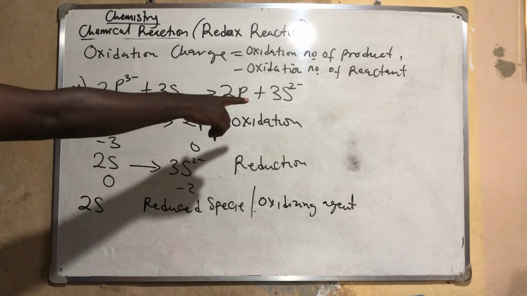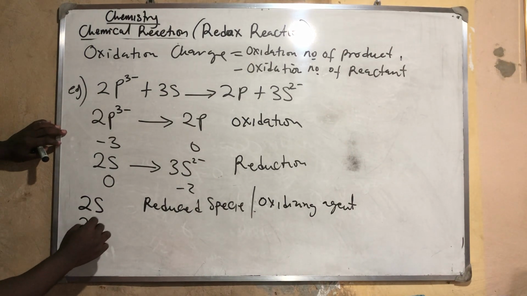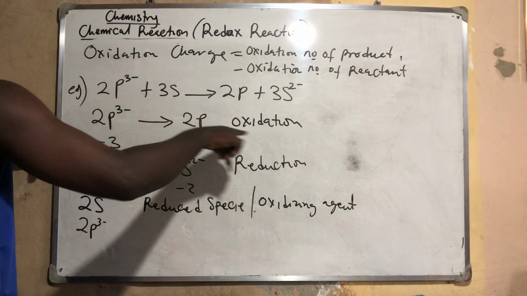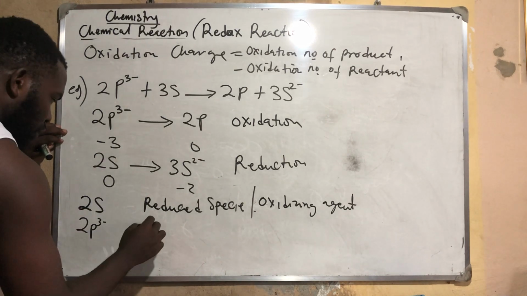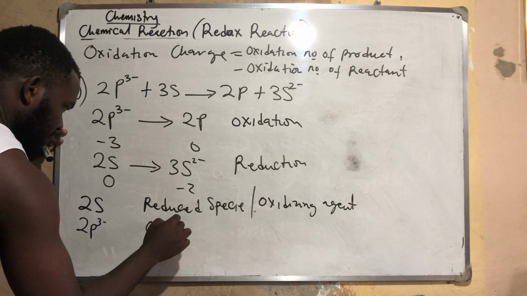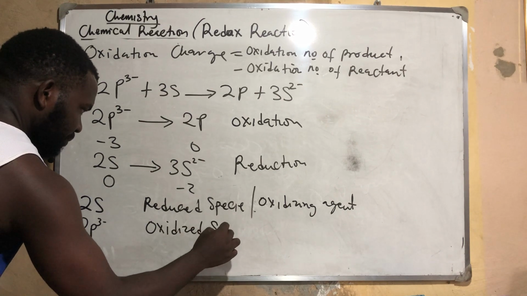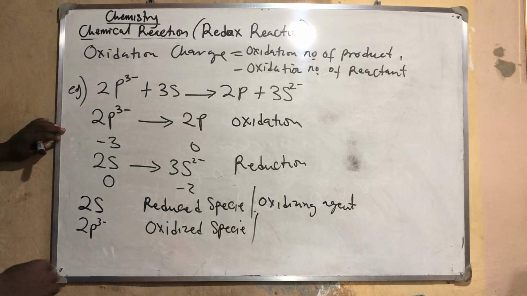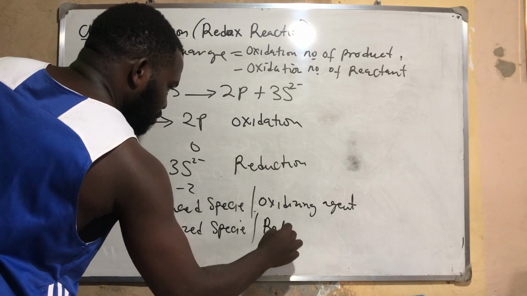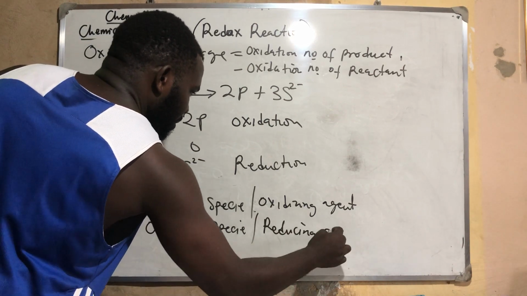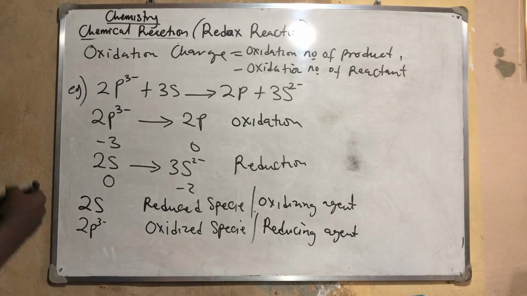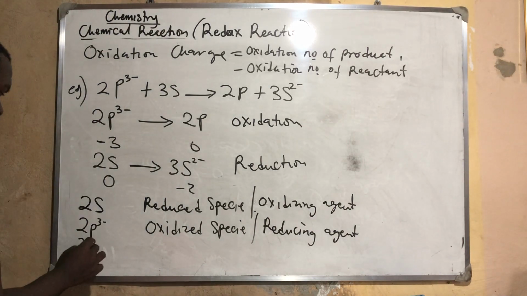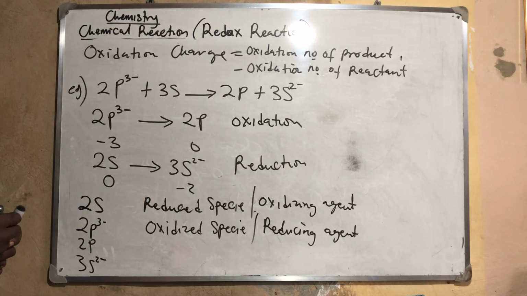All right, so now from oxidation, we have that 2P^3-, which undergoes oxidation, is my what? Oxidized species. If you don't want to call it oxidized species, you now call it reducing agent. You see, this is very simple. Then the product 2P is now what? Oxidation product, while 3S^2- is now what? The reduction product.